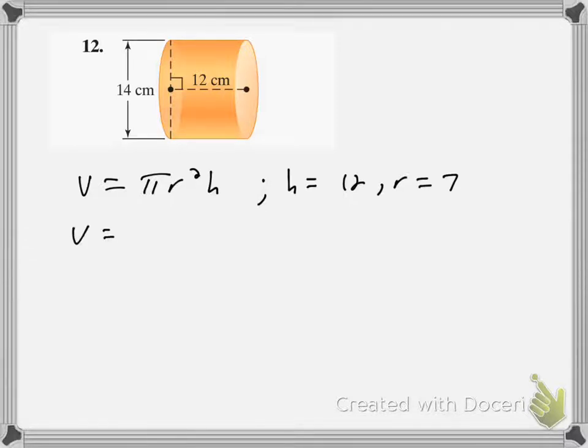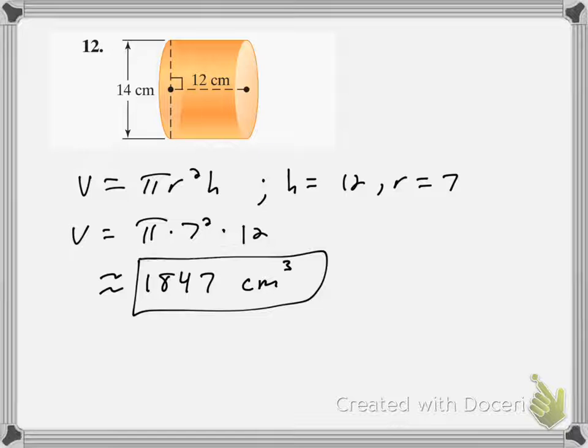So the volume is pi times 7 squared times 12, which on my calculator, pi times 7 squared times 12 is, if I put the pi in, I get 1847.25, but we're going to round it to the nearest whole number. And this is in cubic centimeters, okay? So it's important to recognize that.